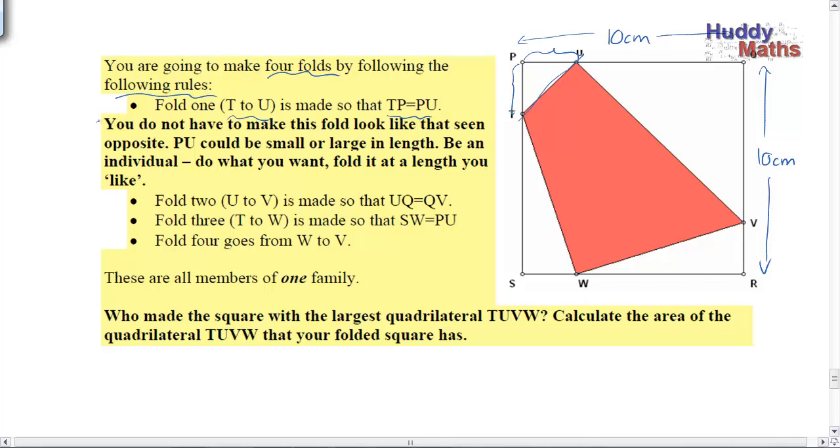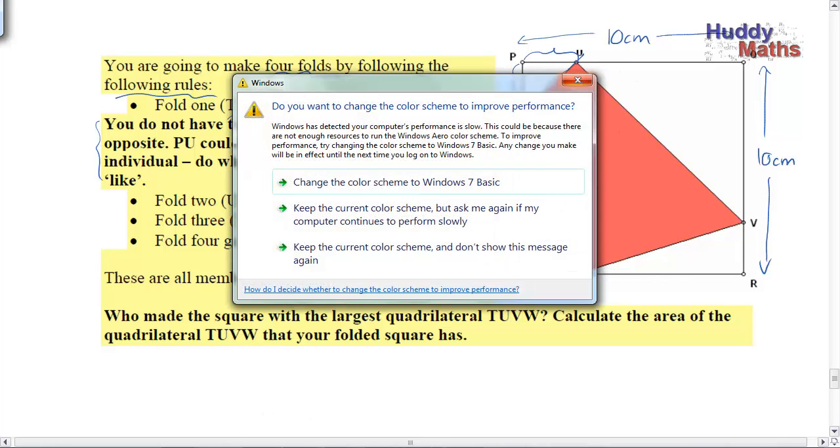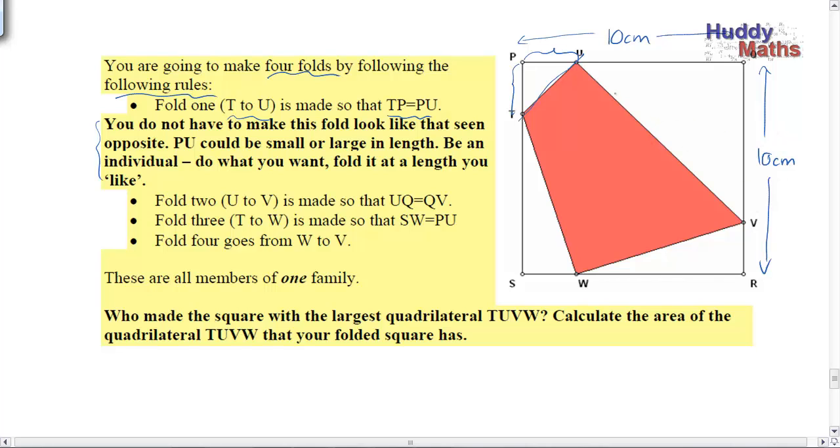You don't have to do it like the one opposite. It could be small or large in length. Be an individual. Fold it a length you like. Then you fold U to V, along this edge, and the same thing applies: this equals this, and so on around the figure. So it's just making a mark and folding along the line, so you get this coloured shape in the middle. It can be different shapes, depending on how big you make this. That will generate different shapes.